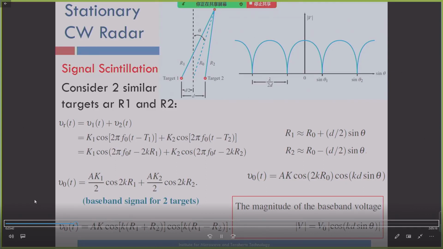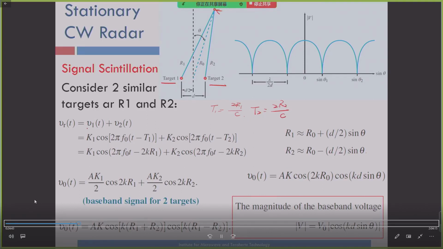Here, for signal scintillation, if we consider we have two targets. Okay? Here is target 1, and here is target 2, and our radar here. They receive the signal, the distance from the radar antenna to target 1 is R1, target 2 is R2. And D1 equals R1 divided by C. D2 equals R2 divided by C.